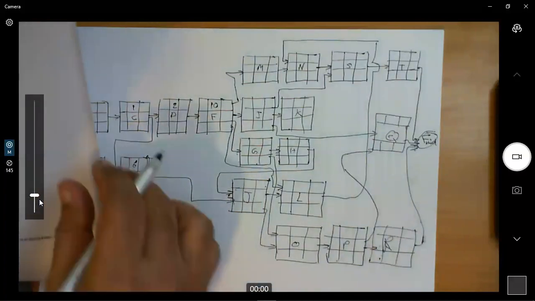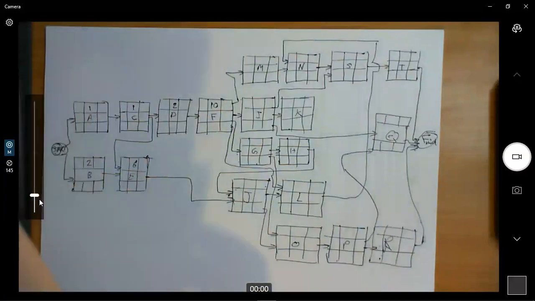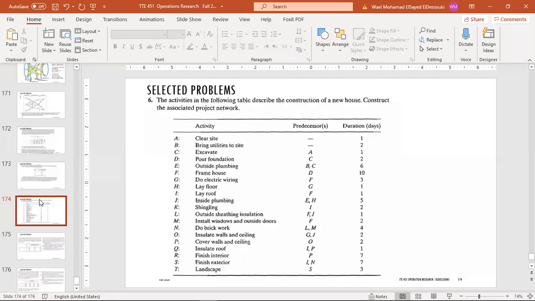Okay, let's just populate this with the actual duration for each activity. Let's go on the screen. Okay, so M is 2 days. I, laying roof, 1 day. G, doing electricity, 3 days. J is inside plumbing. That's 5 days. L, outside sheeting, that's 1. O, that's insulate walls, that's 2 days. P, cover walls and ceiling, that's also 2 days.